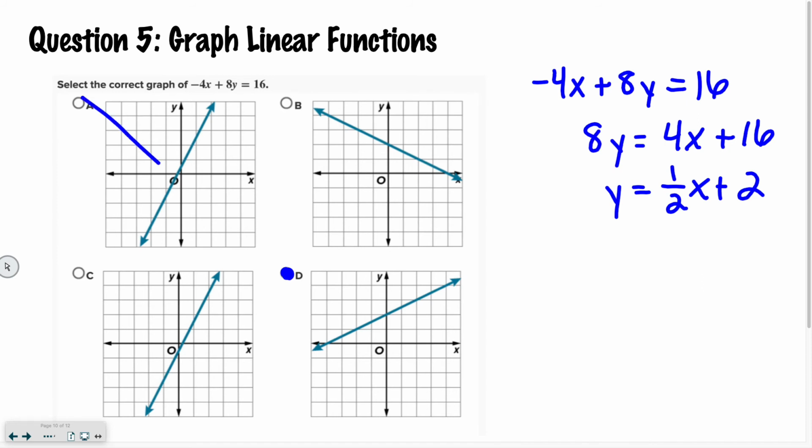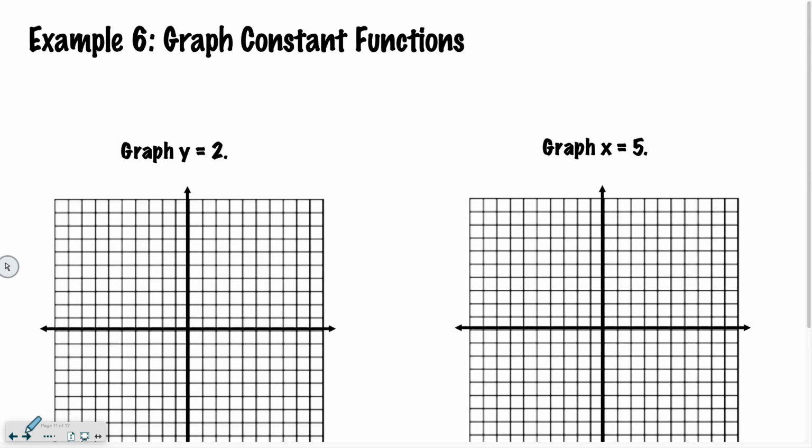That means it's not letter A, it's not letter C. And then if I look at letter B and D, I have a positive slope of 1/2. So that means it's going up as it goes left to right, so that would be D. Okay, if you have questions about that, please be sure to raise your hand, ask for help. I'm happy to help you. Let's move on to our next example.